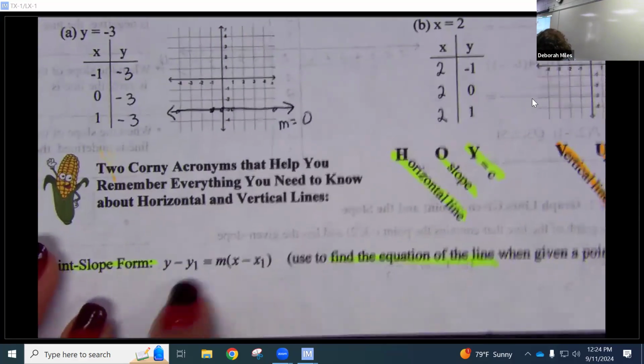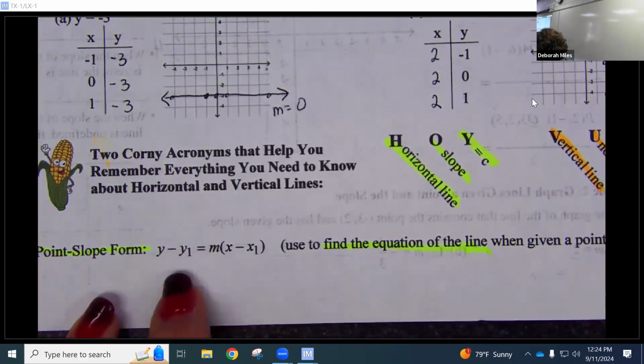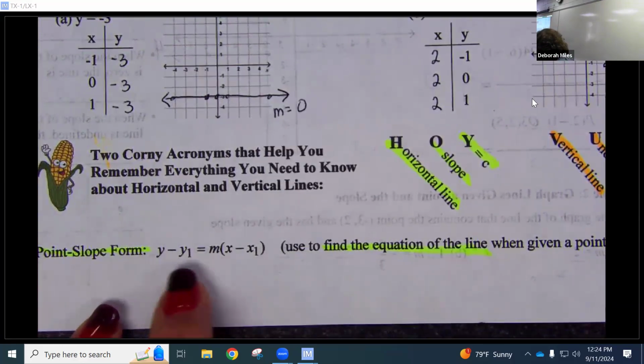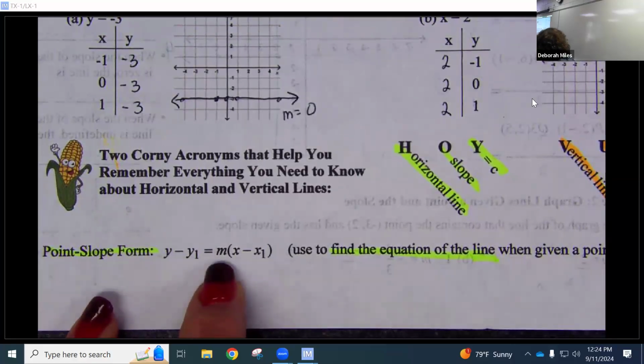Now, if I took this equation, again, these two little ones are subscripts, x1, y1, they're subscripts. If I solve that equation for m, how could I get that m by itself?